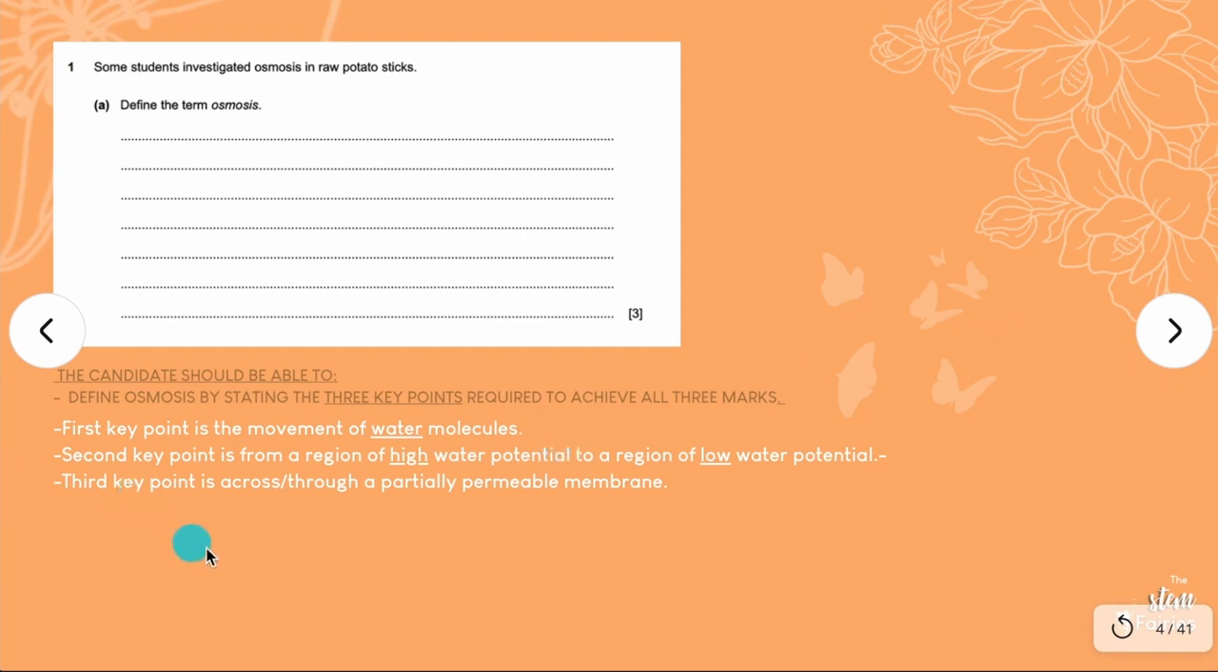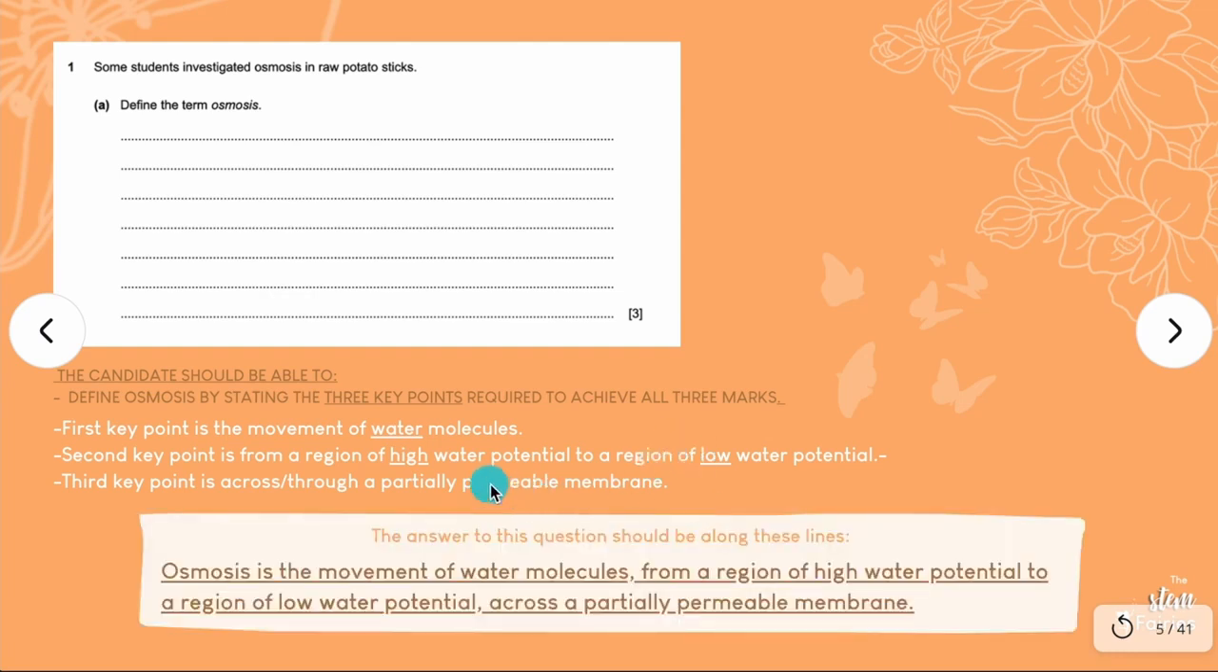The third key point and the last key point we have to mention to achieve the third and final mark would be across or through a partially permeable membrane. We can switch up the word partially by saying a selectively permeable membrane as long as it doesn't mess with the meaning. So the answer to this question should be along these lines. Osmosis is the movement of water molecules from a region of high water potential to a region of low water potential across a partially permeable membrane.